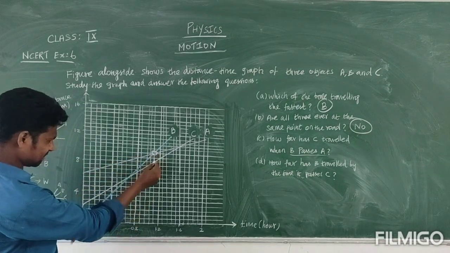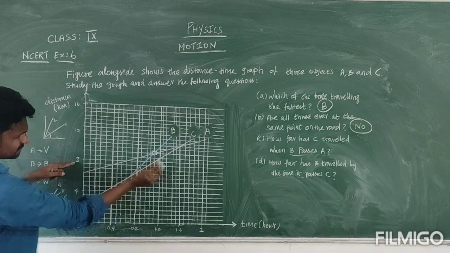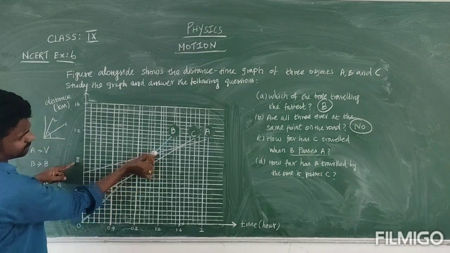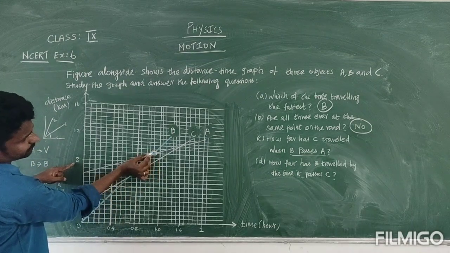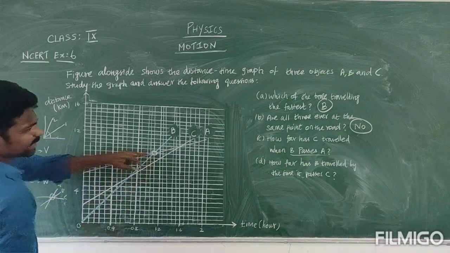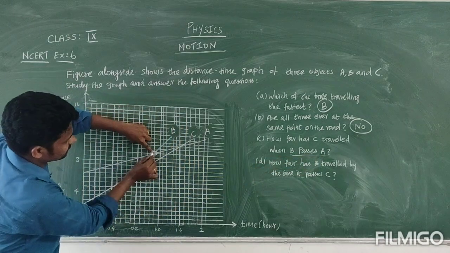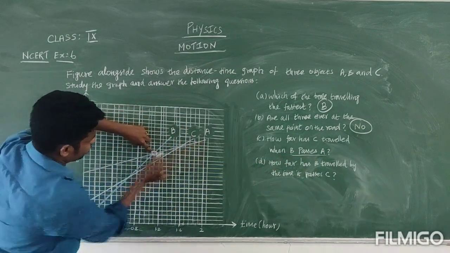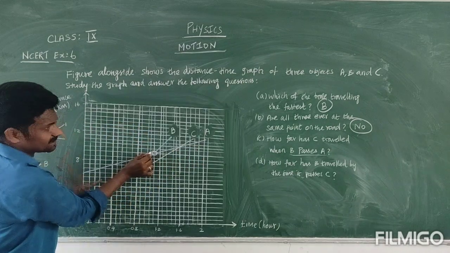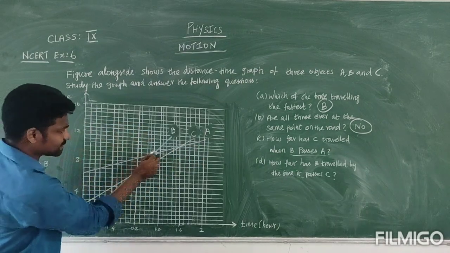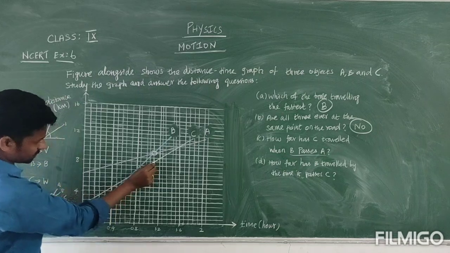See, next is C. This is the B and C meeting point, I mean the crossing point. Sorry, B and A. See, this is B, this is A, the B and A meeting point. At that time, what is the distance traveled by C? See, it's C. So where is C?